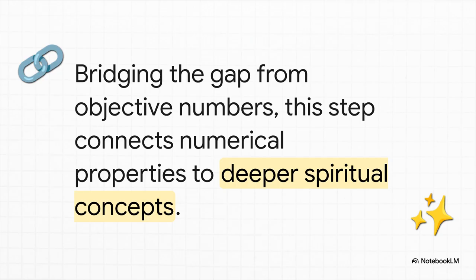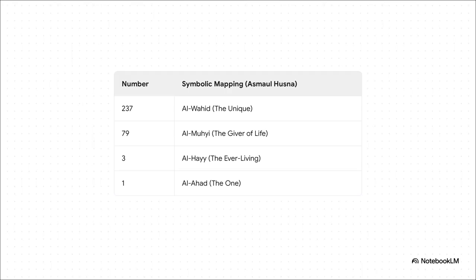This is where the framework tries to build a bridge from those objective numbers over to symbolic meaning, by mapping them to deeper spiritual concepts. And here's what that mapping looks like. According to the framework's own interpretive model, the number 237 gets connected to al-Wahid, which means the unique. And then its factors, 79 and 3, are likewise mapped to other divine attributes from the Asma'ul Husna, the 99 names of God. This is how the system tries to link its number crunching back to a spiritual context.